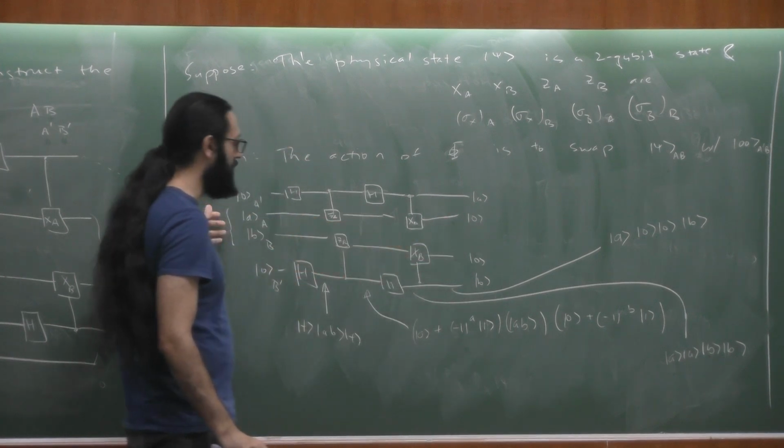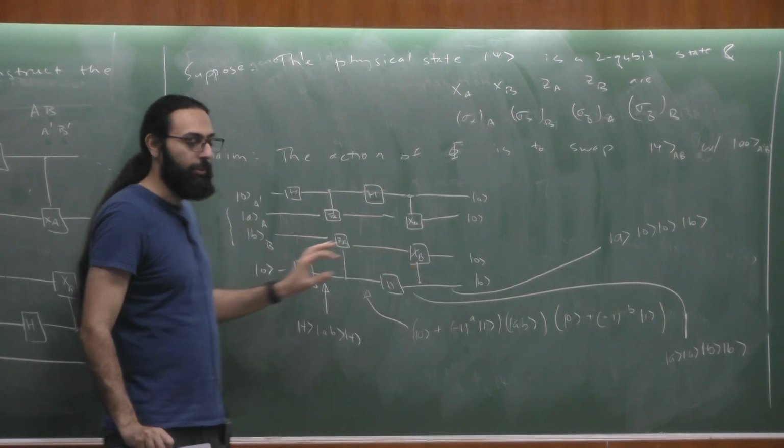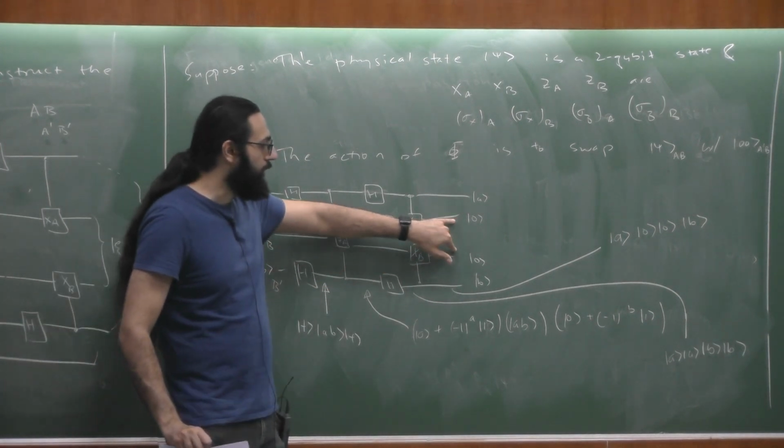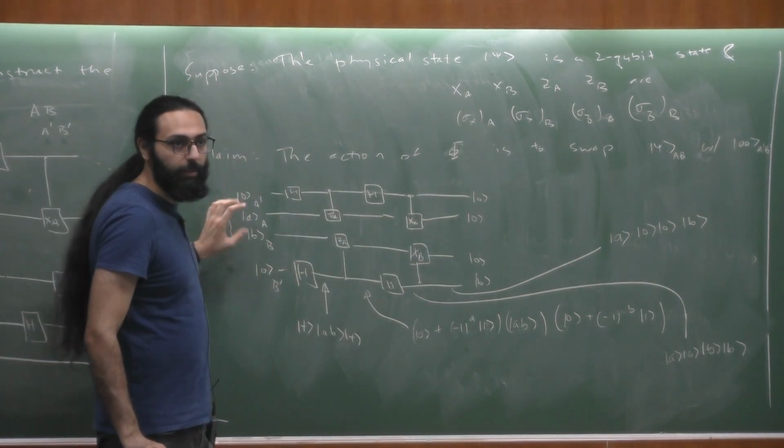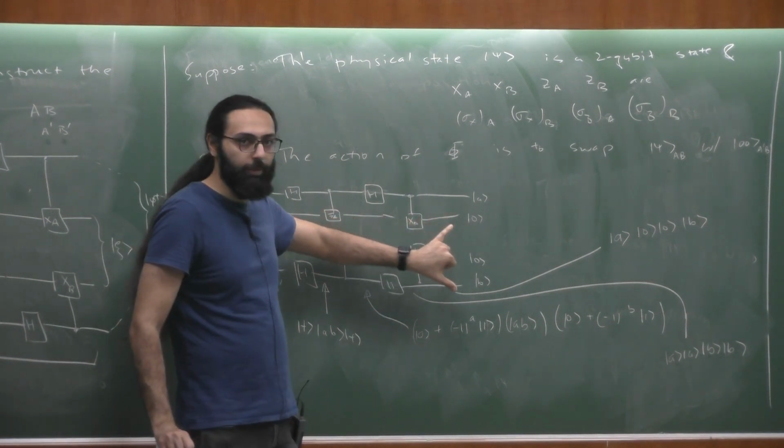Because if this was a superposition and you had left AB, then you would get a mixed state, which is not what you want. So regardless of what AB you have, this will always be 0, granted you start with zeros here. Even if you have some entanglement here, it will get swapped into this.